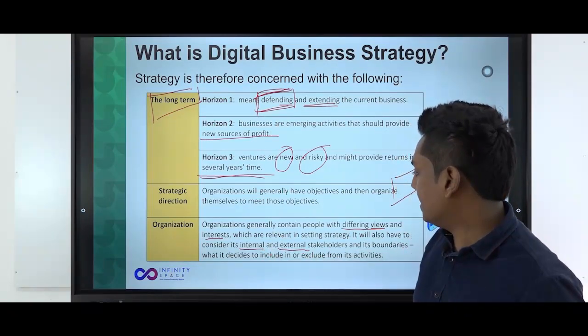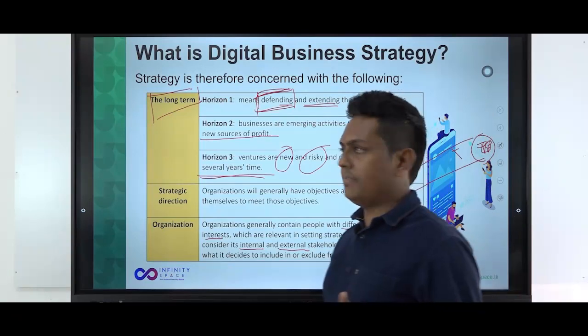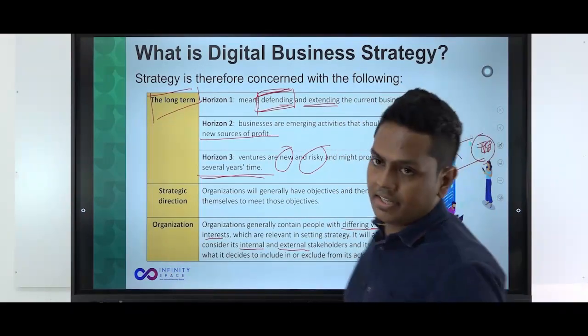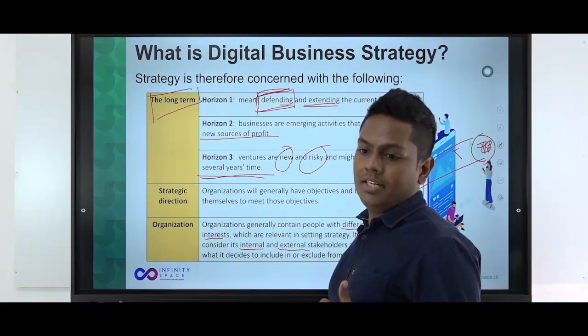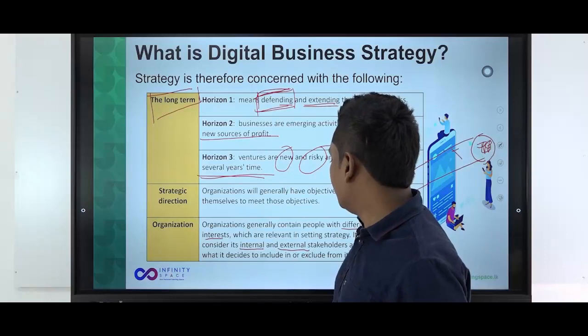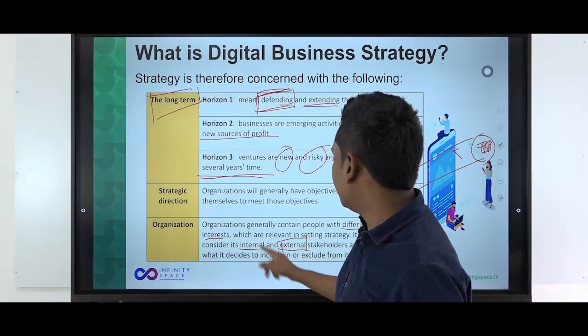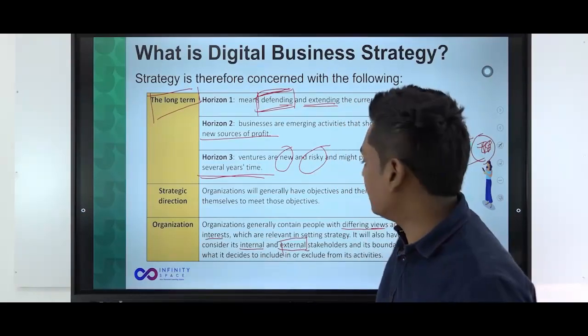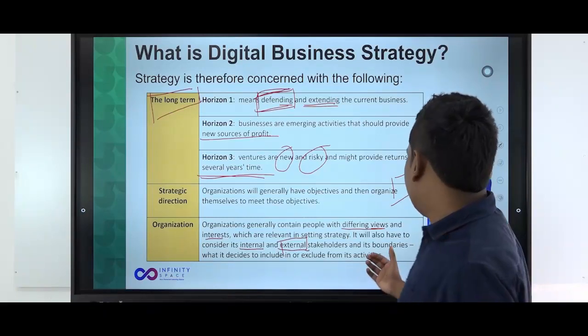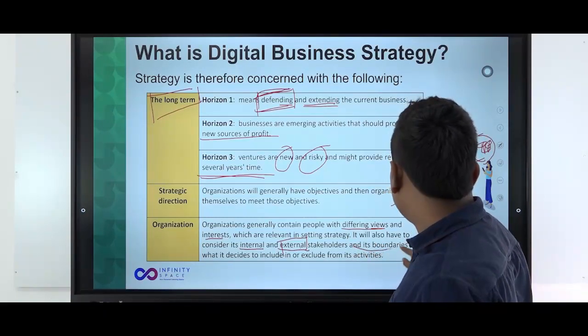So for example, externally, how the customer is going to be affected by this digital transformation. Will they benefit, or will their deliveries be delayed because of this? I'm talking about the external stakeholders. Internal means the employees, how they are going to be affected, and the management likewise.